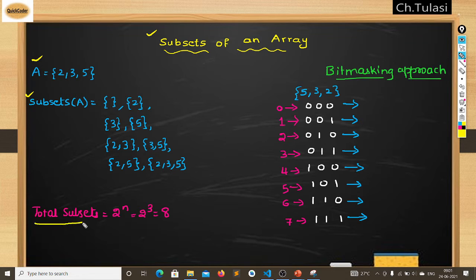So the total number of subsets will be 2 power n, where n is the number of elements. So 2 power 3, as there are 3 elements here, so 8. So we got a total of 8. Okay, so we can calculate the subsets of an array easily.